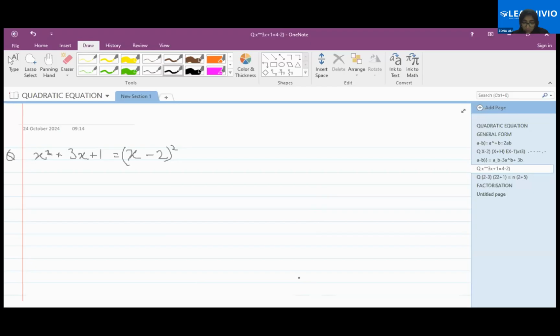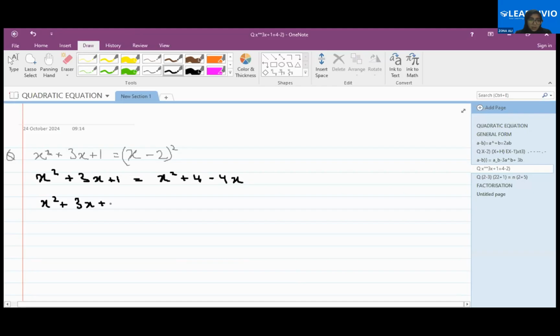It's not a quadratic equation. Yes, it is not a quadratic equation, because if you solve this, this will be x square plus 3x plus 1 is equal to, solving the right side, what is the formula? It is a square plus b square minus 2ab, that is 4x. Now this x square plus 3x plus 1 minus x square minus 4 plus 4x is equal to 0.